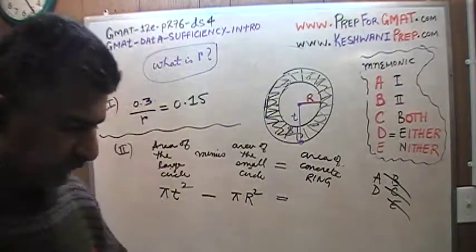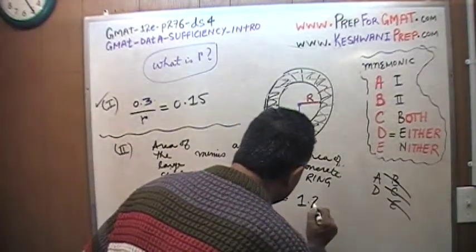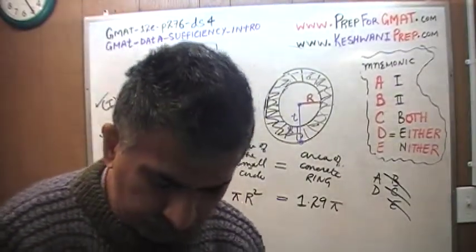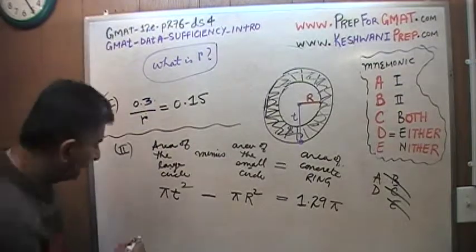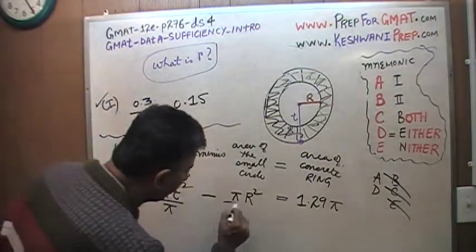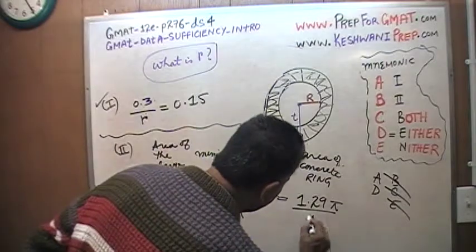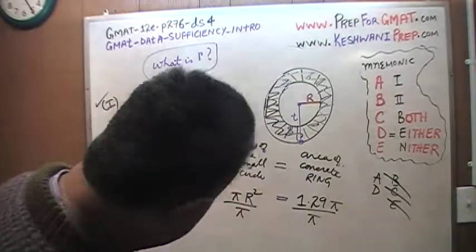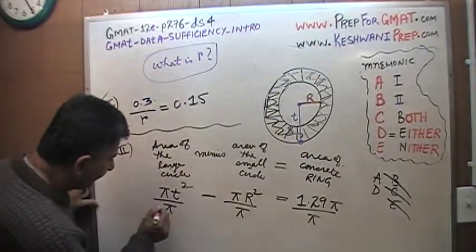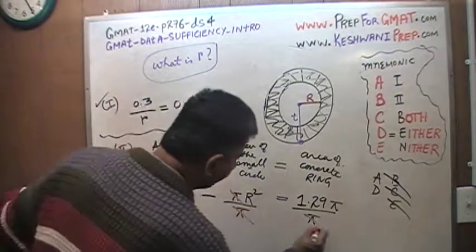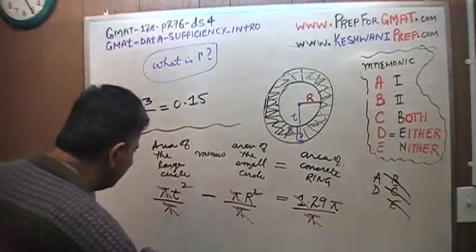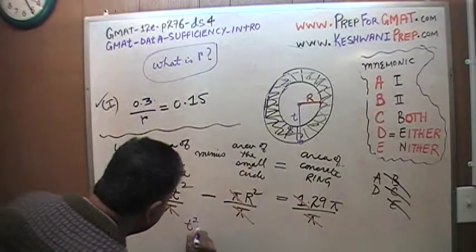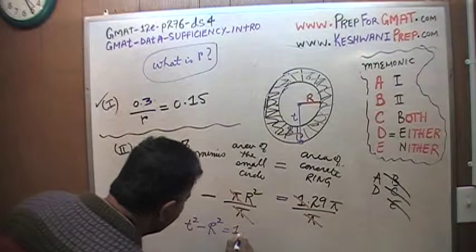And that tells us that that area equals 1.29 pi. Now, if we divide the whole equation by pi, divide this term by pi, this term by pi, and this by pi, we can get rid of the pi's. What we are left with is t squared minus r squared equals 1.29.